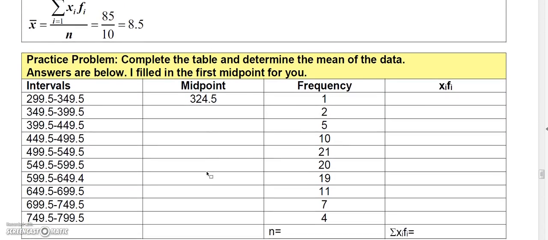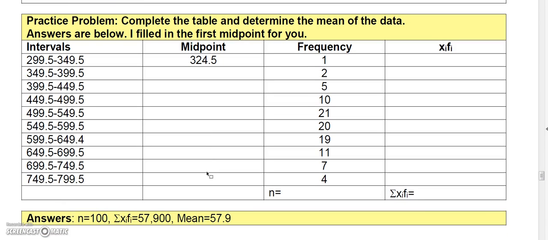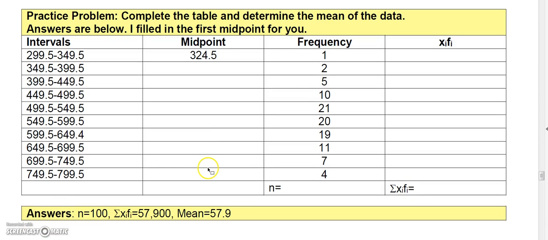Okay, here's a practice problem, and you can freeze the video here and give this practice problem a go. I calculated the first midpoint for you. So here you would just take 299.5 plus 349.5 and then divide it by 2, and you get 324.5. And then the frequency is 1, so you just take 324.5 times 1, and you'd put 324.5 there.